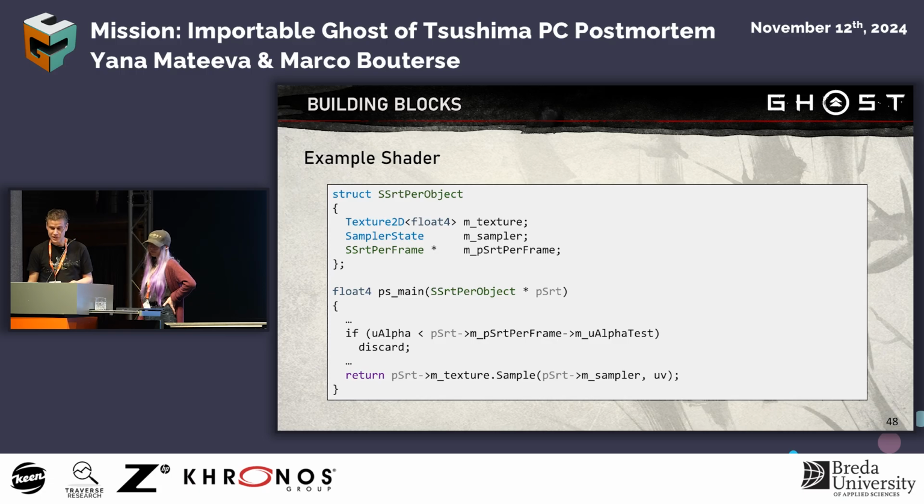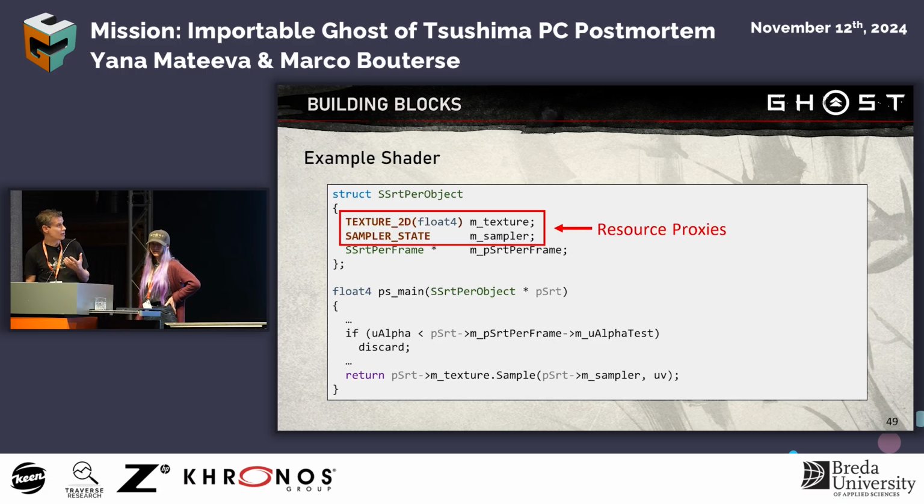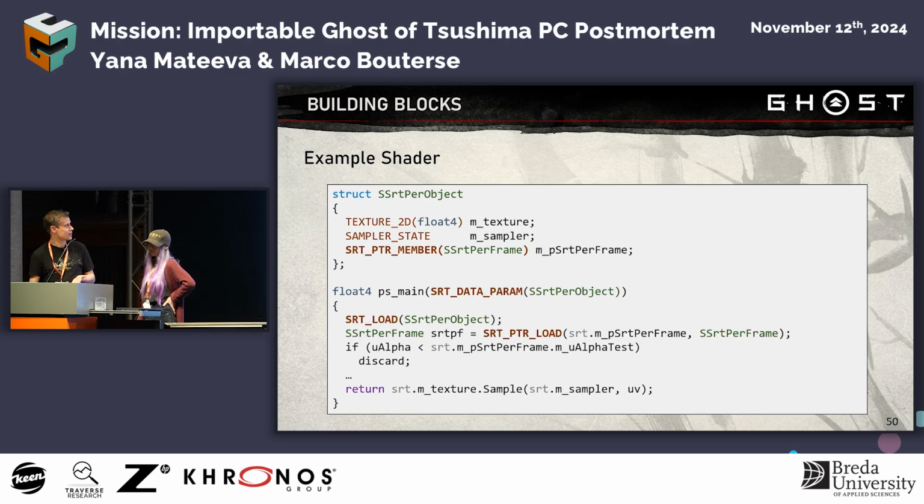So let's go back to our example shader. Here we apply our resource proxies. We actually already had these defines in the original code because there were some Maya-compatible paths in there. So that helped us get on our way, and we could just plug it in to these defines. And then we apply our SRT pointer macros.